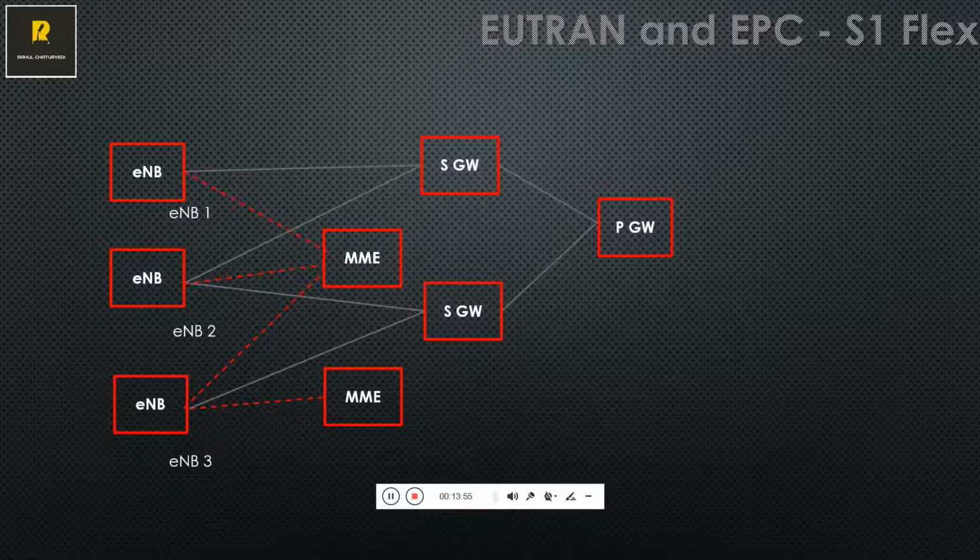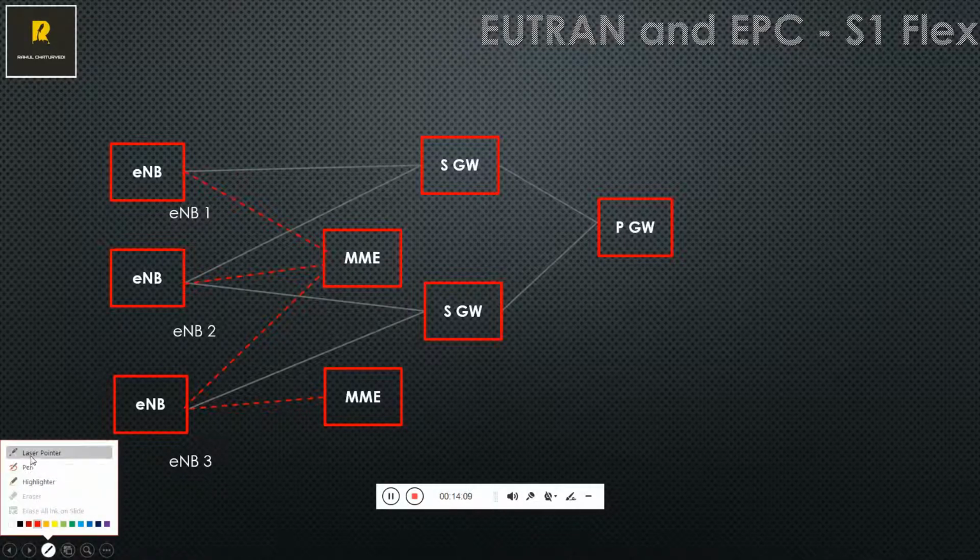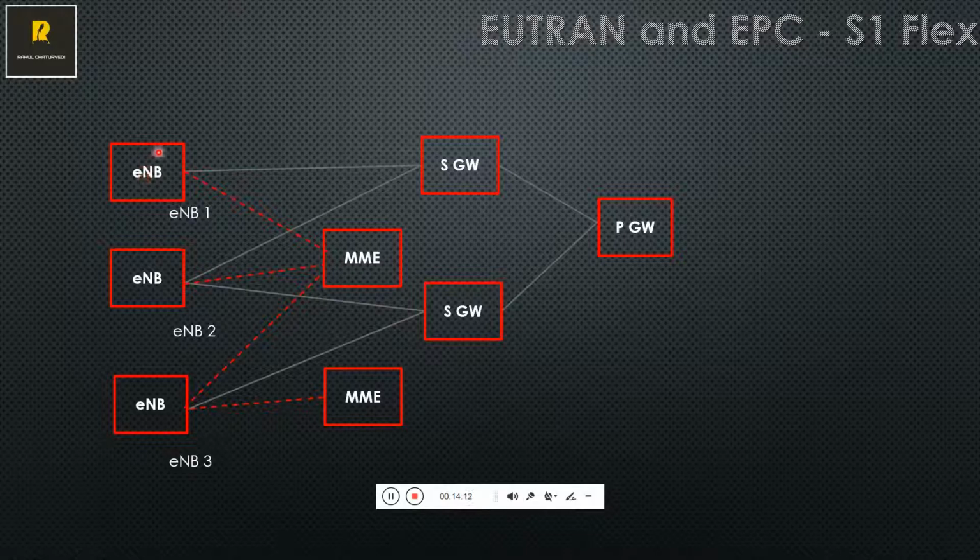So as you can see, eNode B1 and eNode B2 are connected with a single MME as well as with S gateway 1, the upper one. Let me take the marker. Okay, this one is eNode B1, eNode B2. They are connected with this MME and with this S gateway. But taking eNode B2 as an example, it's connected with two S gateways at a particular time, instead of one.